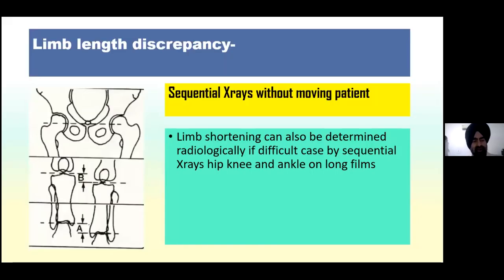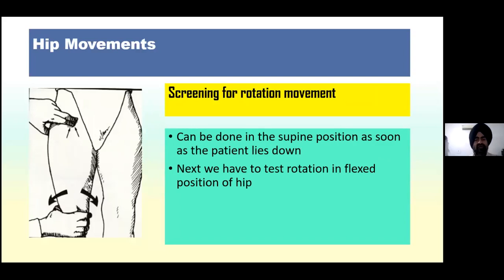Sequential X-rays of the hip, knee, and ankle on the long films. Screening for the rotational movements. So we also need to screen the patient for not only the flexion deformity, the abduction deformity, or adduction deformity.